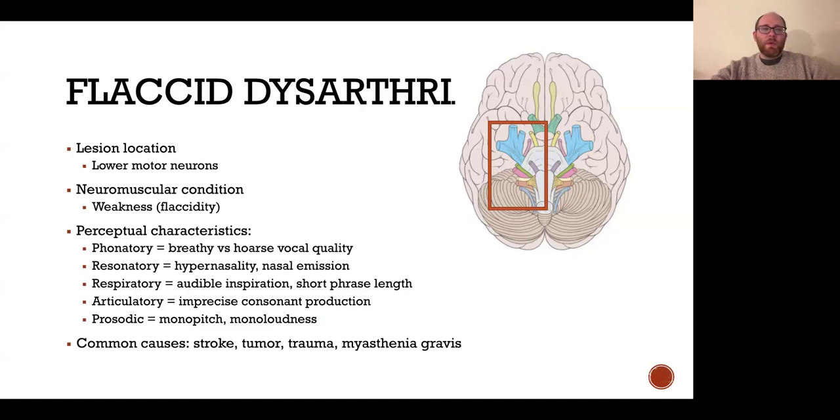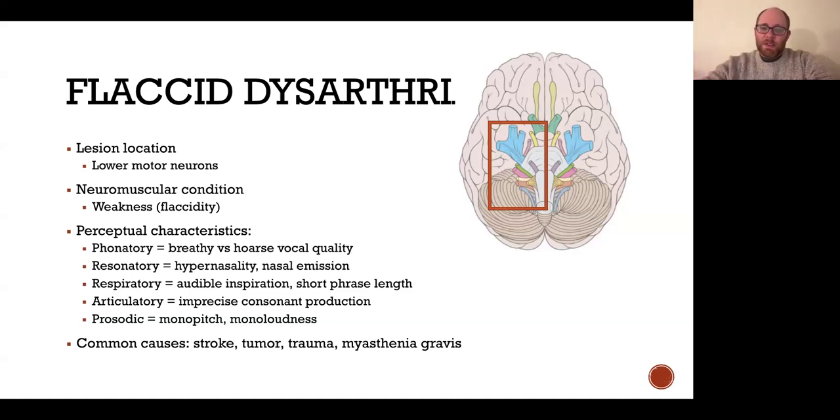The neuromuscular condition that results from having a flaccid dysarthria is weakness or flaccidity, which is where it gets its name. You might see things like facial droops, weakness of one side of the tongue, that sort of thing. That's flaccidity. The perceptual characteristics associated with a flaccid dysarthria, if we break them down from those speech subsystems that I was talking about before: in the phonatory system, you might have a person who experiences breathy versus hoarse vocal quality.